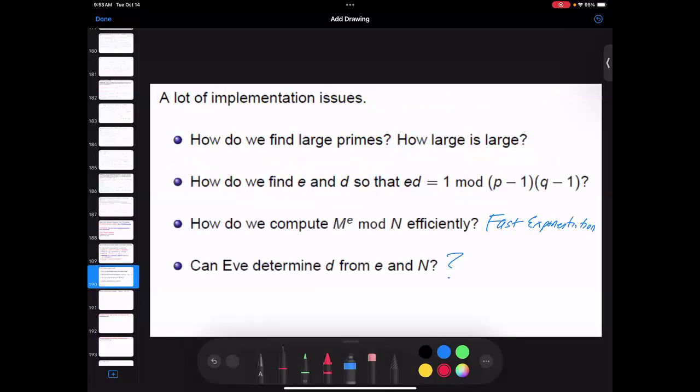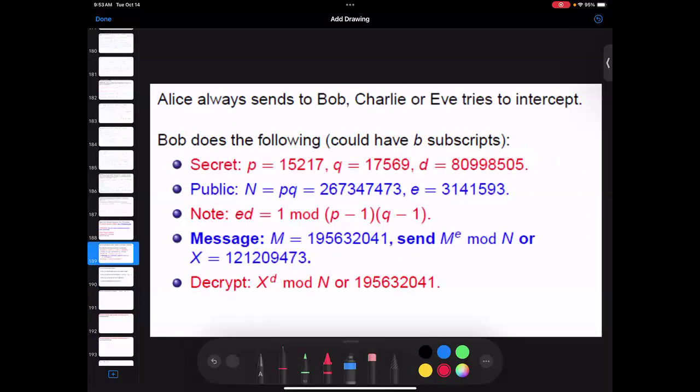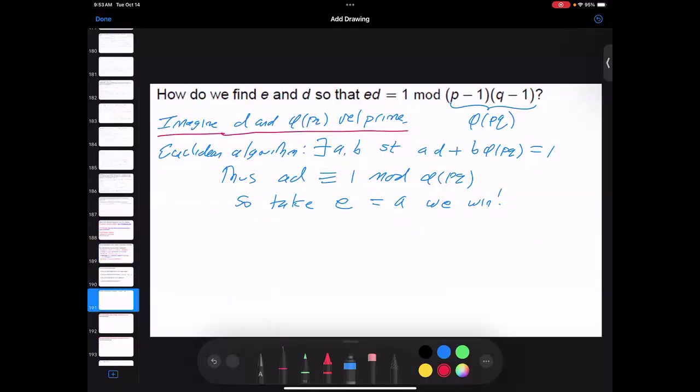So we have to find some D with some E such that E times D equals 1 mod (P minus 1)(Q minus 1). I'm not wedded to this initial D that I chose. So if my initial D doesn't work, what do we do? Choose a different one. And what if that doesn't work? Again, and if that doesn't work?